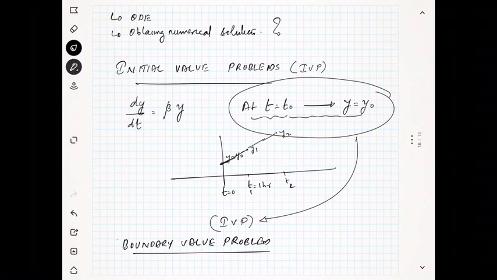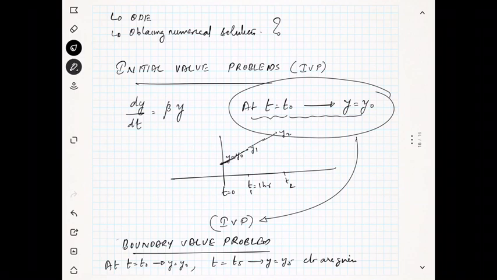So in the boundary value problem, the information is given at different places. For example, at t equal to t0 the value of y is y0. Similarly, at t equal to some other point, for example t5, the value of y equals y5, and so on. These are given, and from that we will find the remaining values. This kind of problem is known as a boundary value problem.